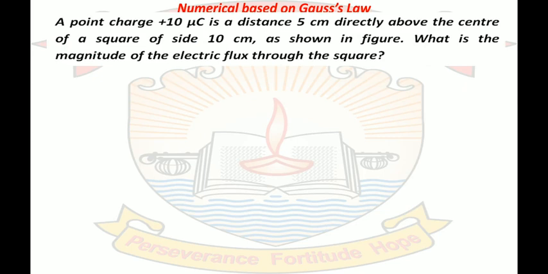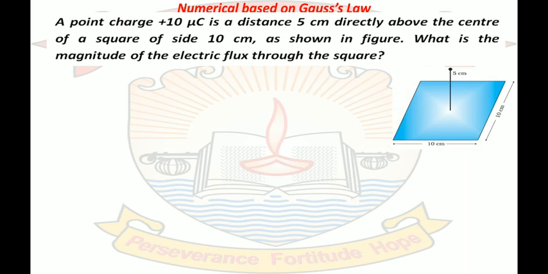The next question is: a point charge of plus 10 microcoulomb is at a distance of 5 cm directly above the center of a square, as shown in the figure. What is the magnitude of the electric flux through the square? Okay, what is given: a square is there, and 5 cm above its center one charge is there. You need to find out the flux through the square.